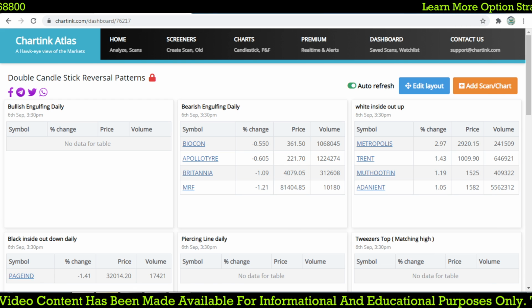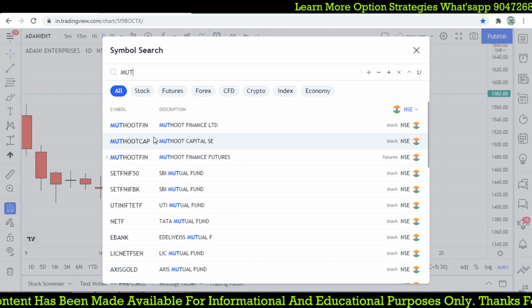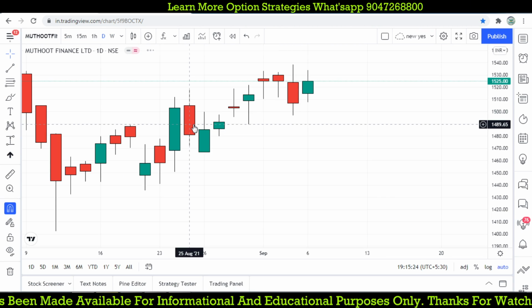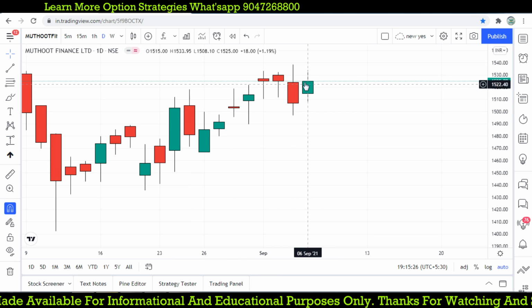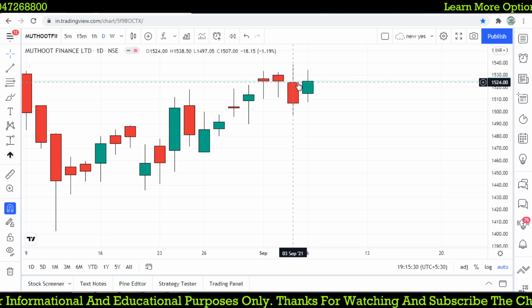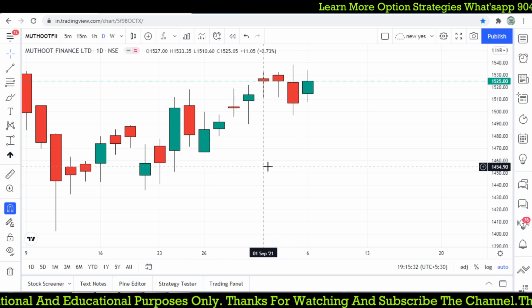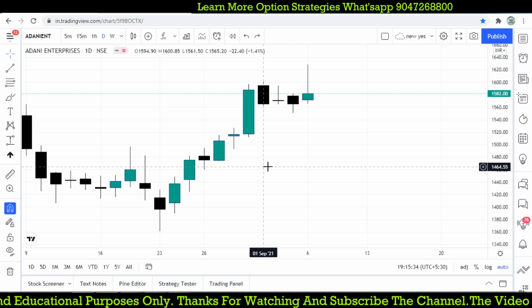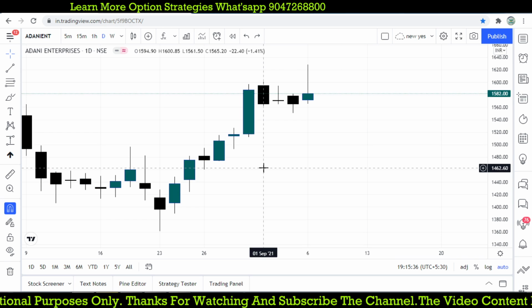And Muthoot Finance, let's go for Muthoot Finance. Also not good, not closing over the high. It is closing above the open price of yesterday. It's not good. So now you can see the color difference. So I can go for my colors.